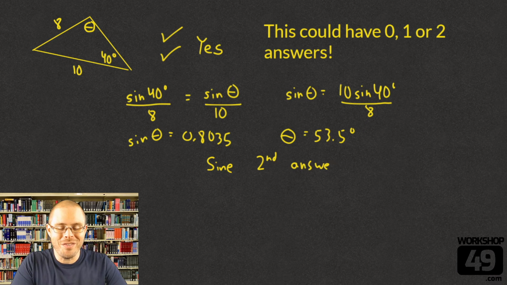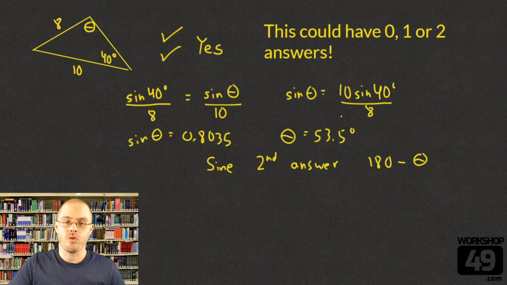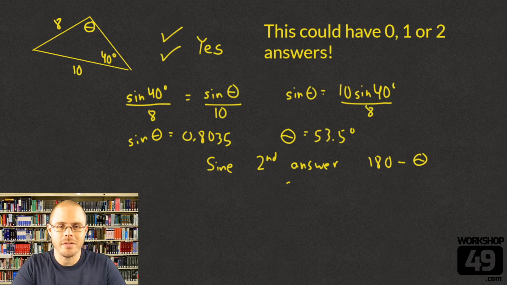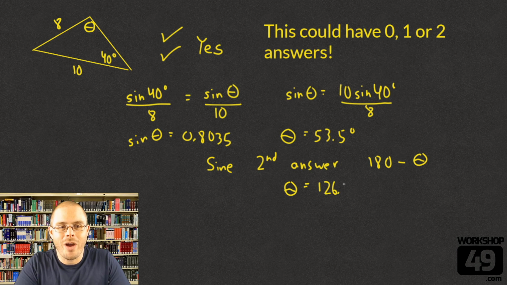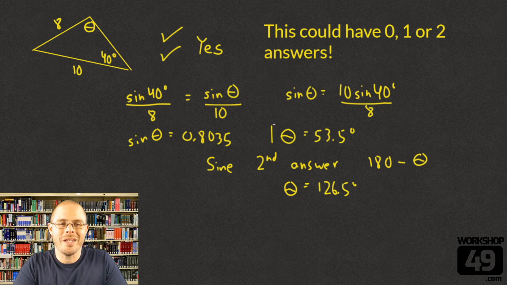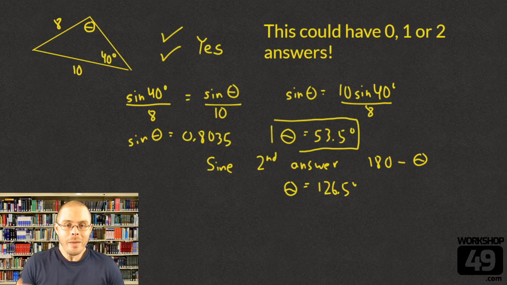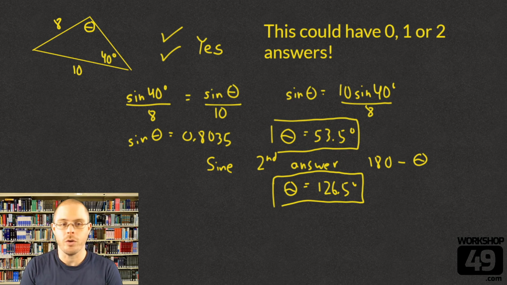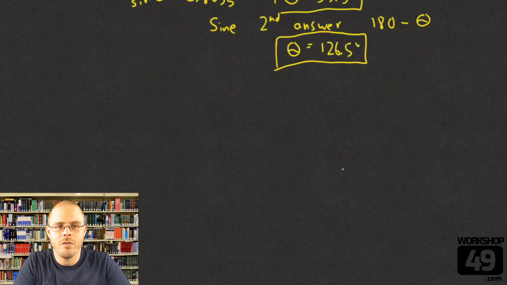If you've seen one of my previous videos on how to find a second answer when doing sine, you would know that to get the second answer, it's 180 subtract the theta that your calculator provides. In this case, the theta was 53.5, so we subtract that from 180 to get 126.5. What that means is that there are two possible angles for this triangle. There's two answers that this could have been, the 53.5 or the 126.5.